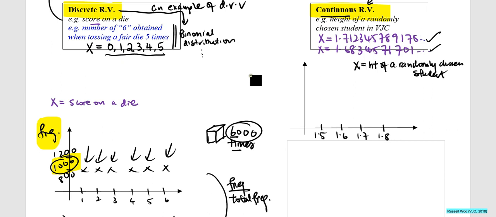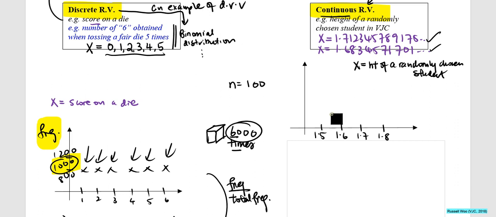So let's suppose we do it 100 times. That means you pick 100 students. Total frequency is 100. Again, we cannot count how many are 1.7, etc. And for simplicity's sake, everybody is not very tall or very short, between 1.5 and 1.8.